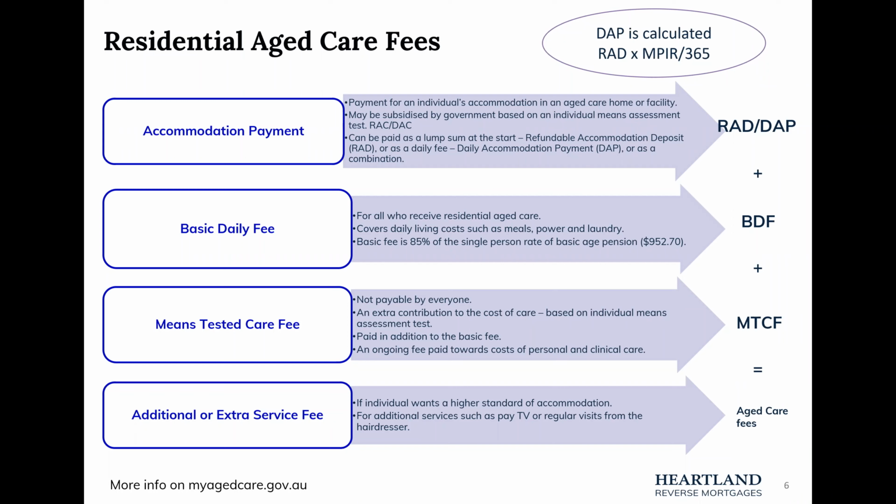But on top of this, there may be an additional or extra service fee as well. This is for those individuals wanting a higher standard of accommodation, or who want to pay for additional services such as paid TV or regular visits from the hairdresser. So the additional or extra service fee may be required based on each senior's individual needs. Obviously, they differ from senior to senior by quite a bit. And this, along with the accommodation payment, may be covered by using financing solutions, such as the Heartland Reverse Mortgage.